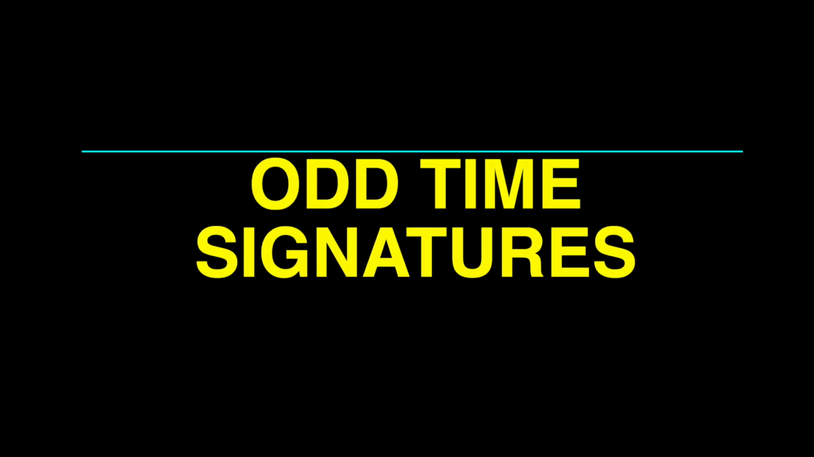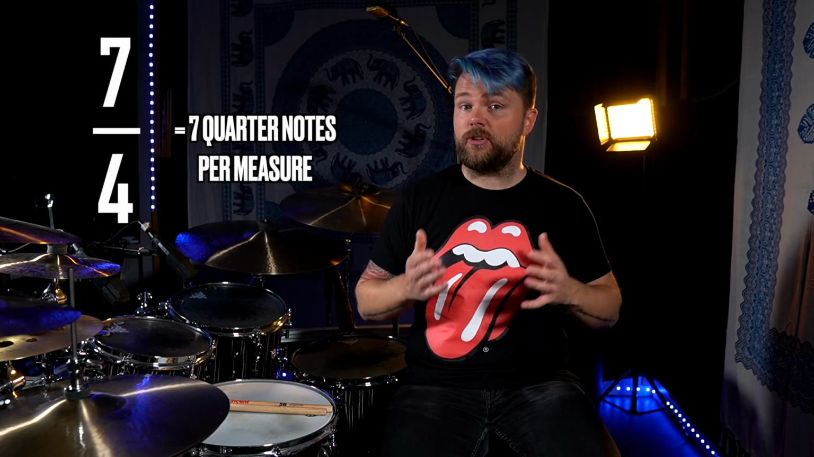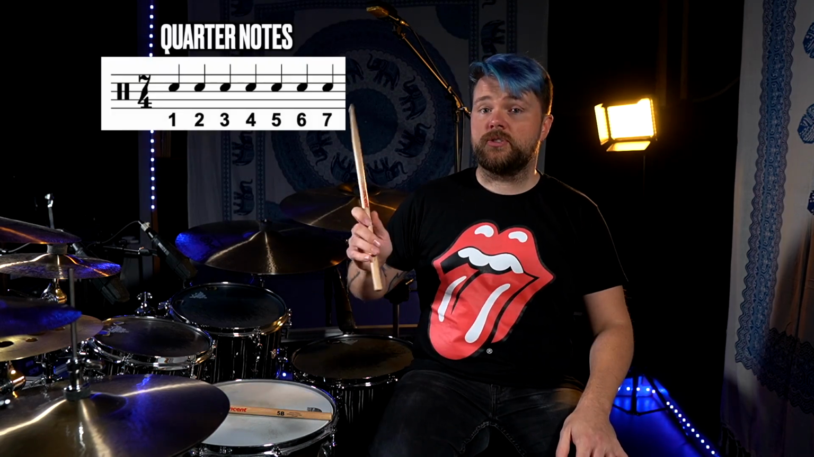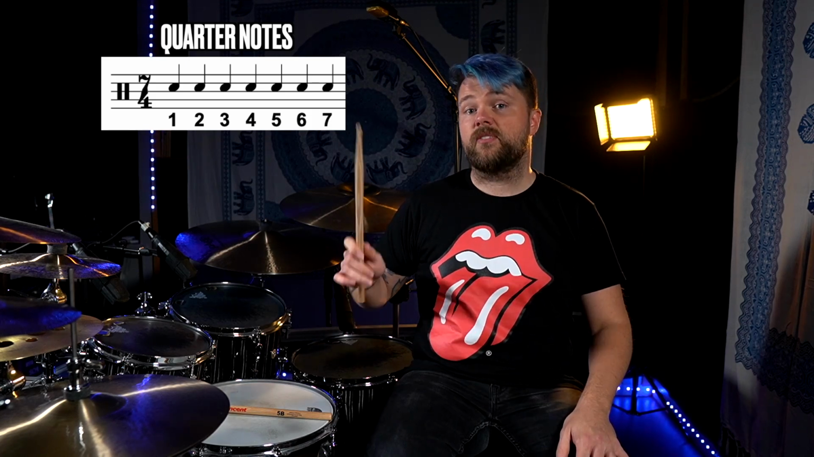Now let's venture into odd time signatures. Okay, so odd time signatures are time signatures that don't play out with an even number of beats. Let's take 7/4 for example, which means 7 quarter notes per measure, right? So just like playing 4/4, you can feel it in different subdivisions. So quarter notes would be 1, 2, 3, 4, 5, 6, 7. And eighth notes would be 1 and 2 and 3 and 4 and 5 and 6 and 7 and 1. I'll show you a simple groove in 7/4 with an eighth note subdivision.